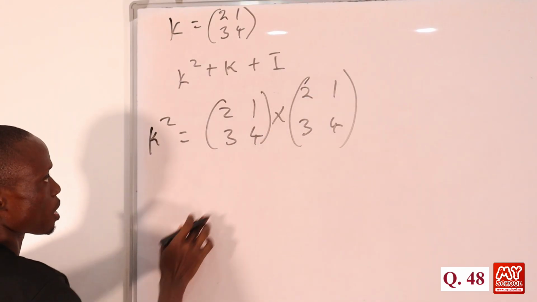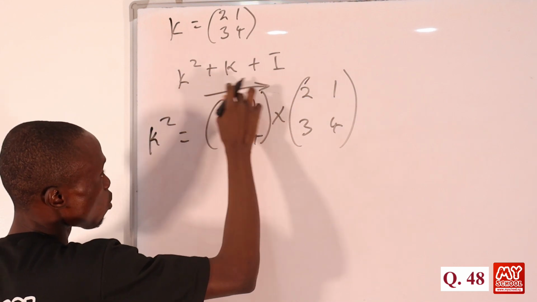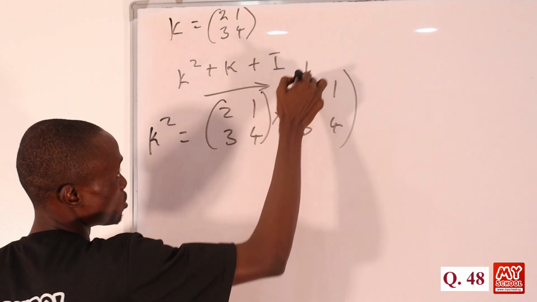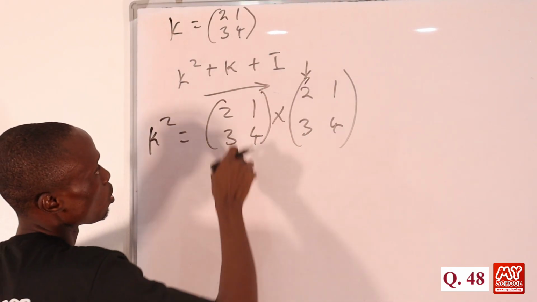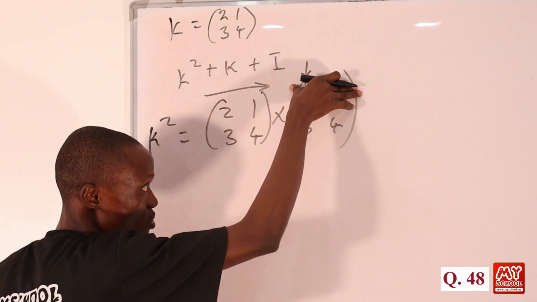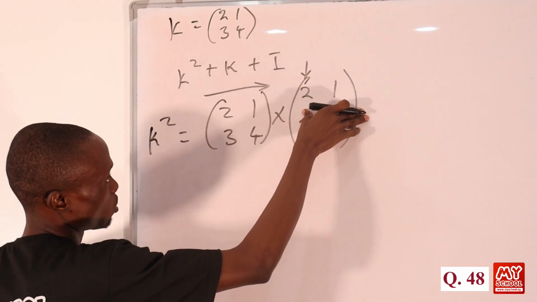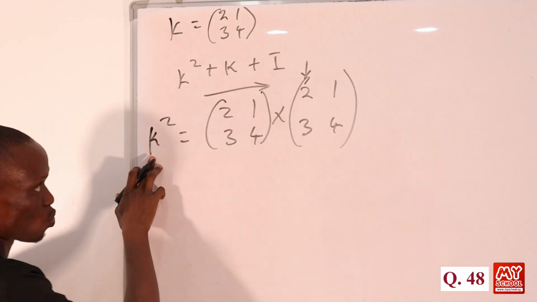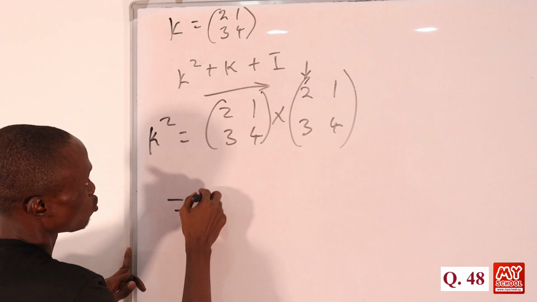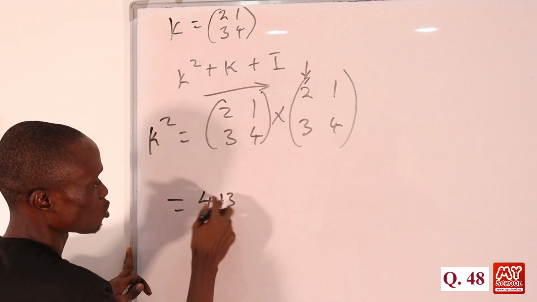In multiplication of matrices, a row of the first matrix multiplies the column of the second matrix. So this first row is going to multiply the first column of the second matrix, and the second row will also do the same thing, to form another matrix K squared. If we do that, we'll be having 2 times 2, that is equal to 4. Then 1 times 3, that will be equal to 3. So we'll add it together.